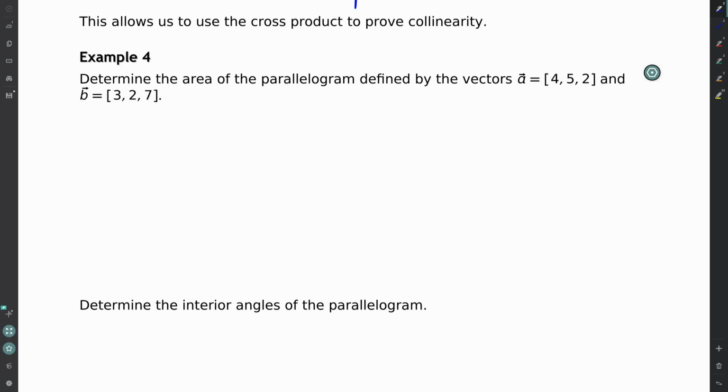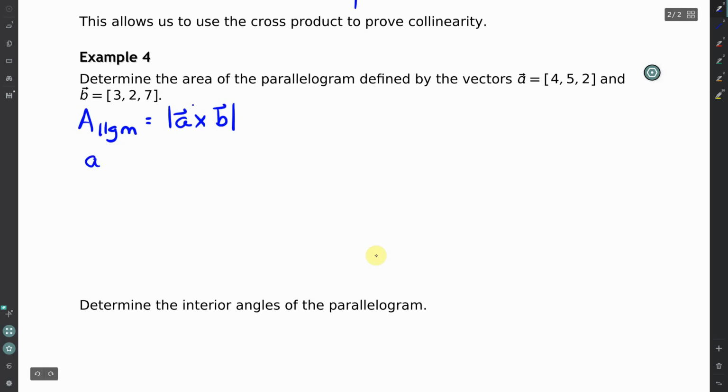We have seen that two vectors in 3 space define a parallelogram, and we can find the area of that parallelogram. Remember that the area of the parallelogram is equal to the magnitude of the cross product. Now, if we knew the angle between those vectors, this would be pretty easy. We would find the magnitudes and multiply by the sine of the angle, but we don't. So we have to find the cross product.